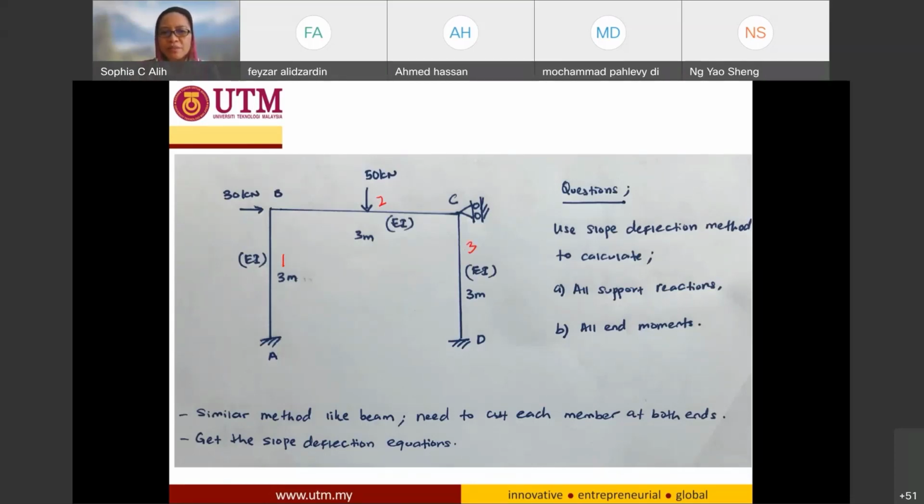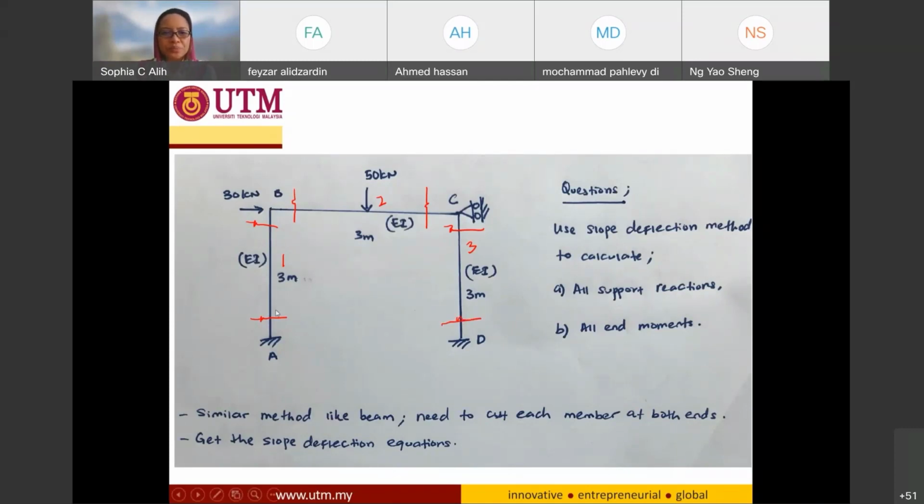So like the beam, I have to cut my member at both ends in order for me to get the slope deflection equation. So for member AB, I will have to cut it at the end towards the support A, and I have another cutting towards the joint B. And for the second member BC, I have to cut it at this part, and I have to cut it at this part. And for the third member, I have to cut it near joint C, and another one I have to cut near support D.